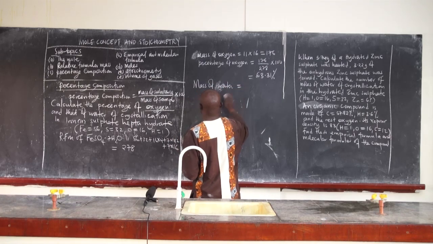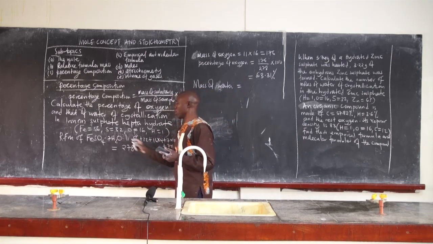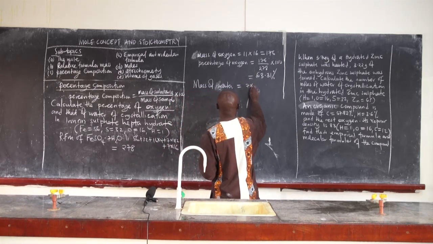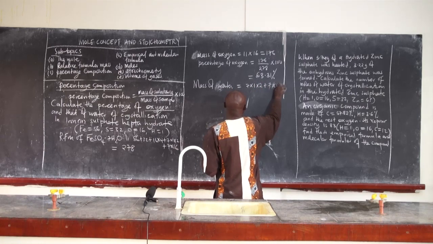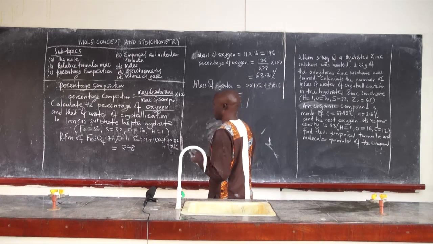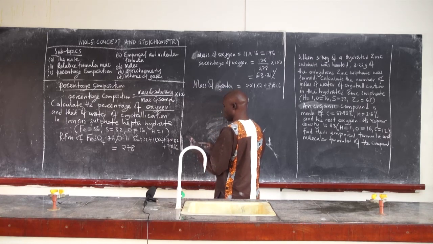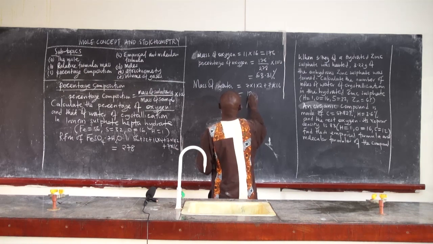Look in the formula. Water, there are 7 water molecules, so it will be 7 times 1 plus 7 times 16, or 7 times 18. So that will be 7 times 18, giving us 126.